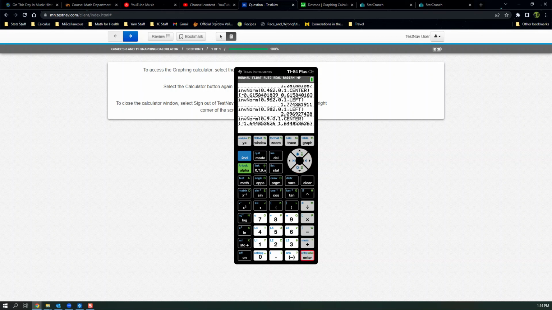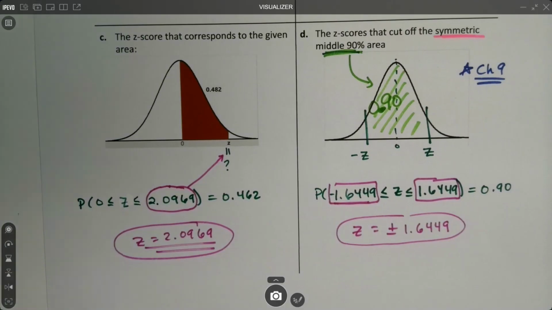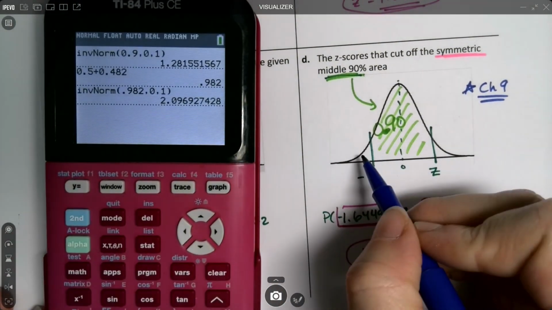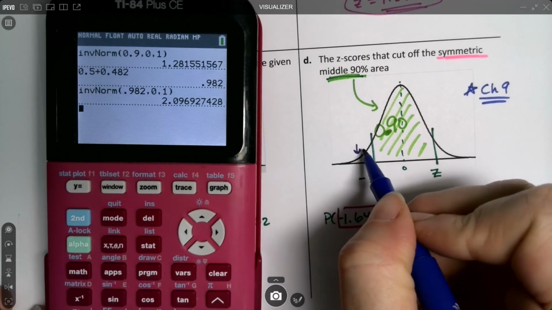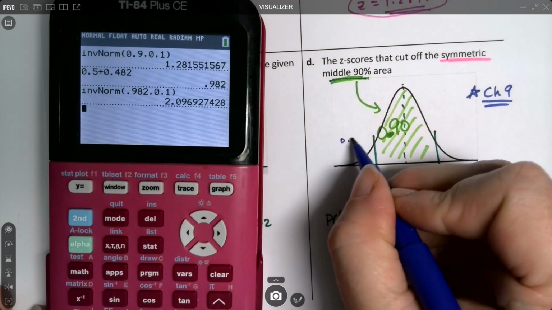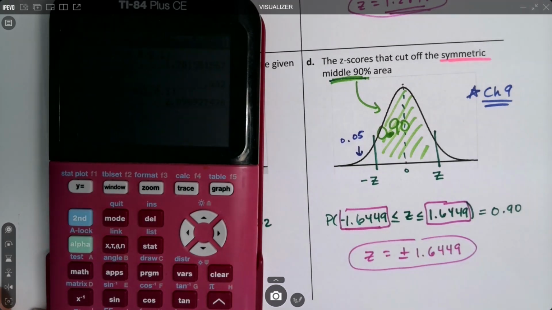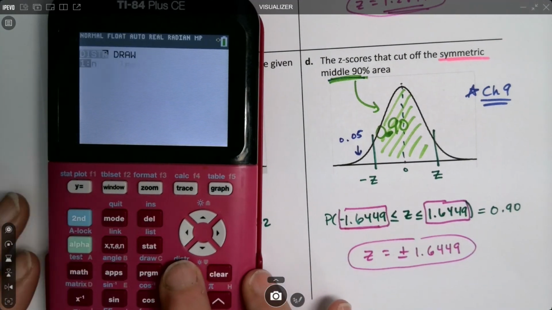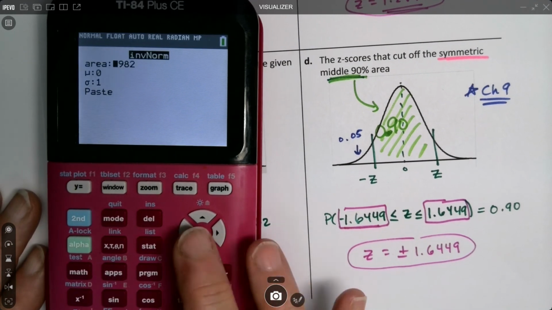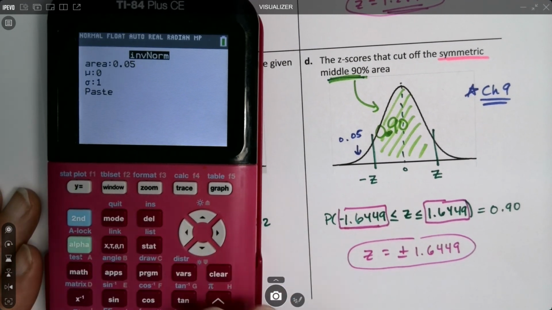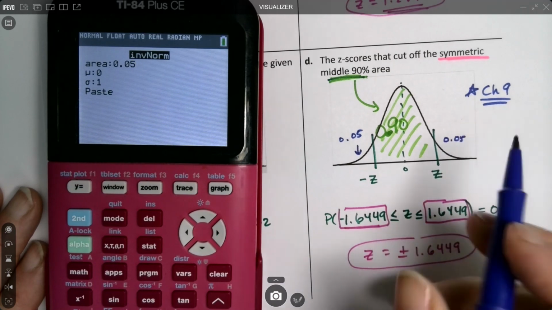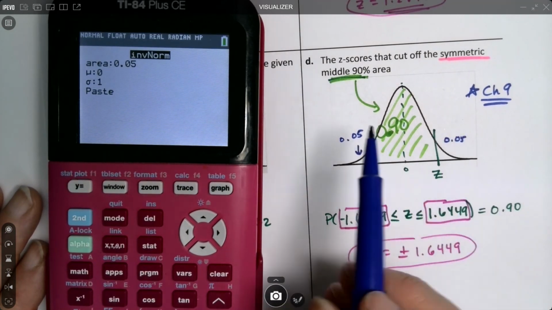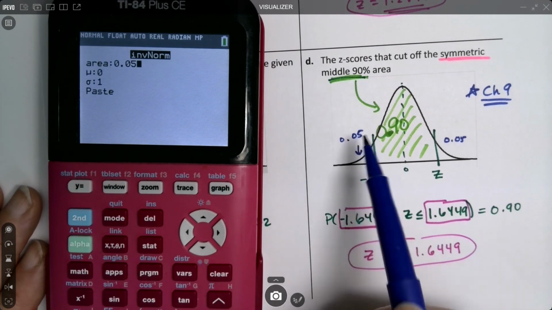On the old calculators, life is not so grand. The problem is that I can't put a center in. I need to know this tail over here. So this tail is 0.05. I was kind of mentioning it earlier in the video. It's not something other people need to know, but if you're on a TI-84, you do need to know that because you need that area in the tail. So this is 0.05, this is 0.05, because together those three things make 1. So the area in my left tail is actually 0.05.